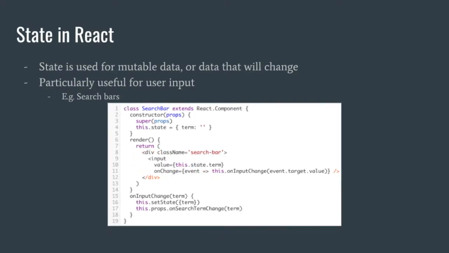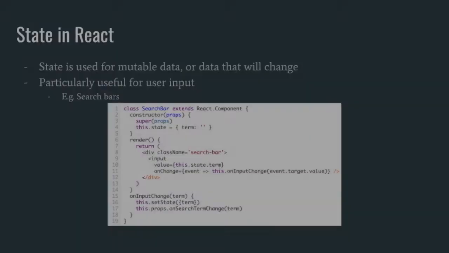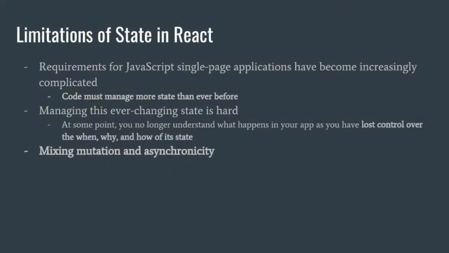Next, we're going to talk about limitations of state in React. First, requirements for JavaScript single-page applications have become increasingly complicated. State can include server responses and cached data, as well as locally created data that has not yet been persisted to the server. User interface state is also increasing in complexity, as we need to manage active routes, selected tabs, spinners, pagination controls, and so on. In summary, code must manage more state than ever before.